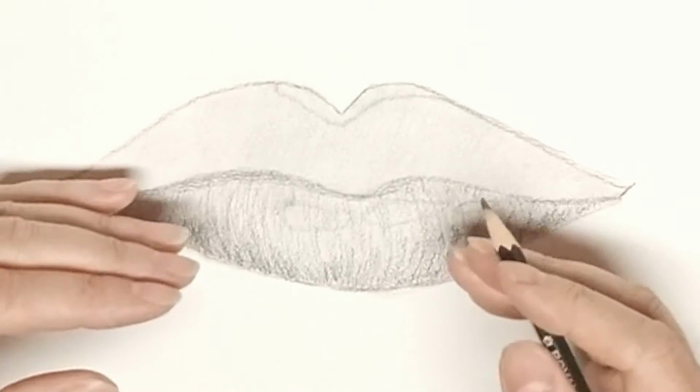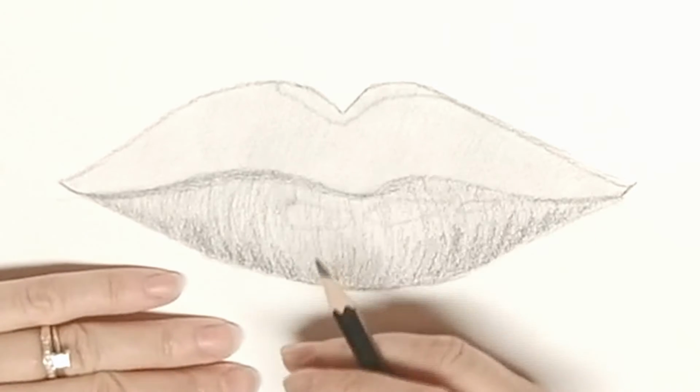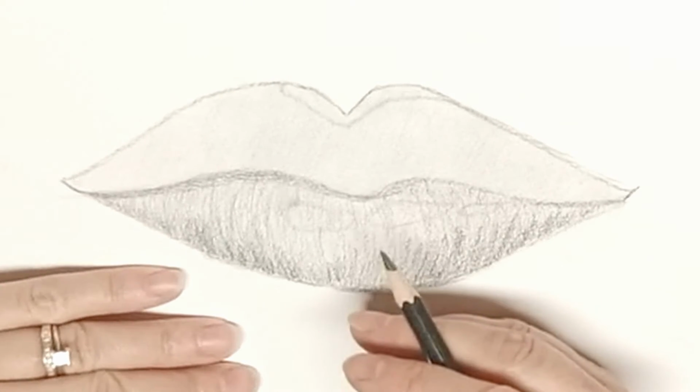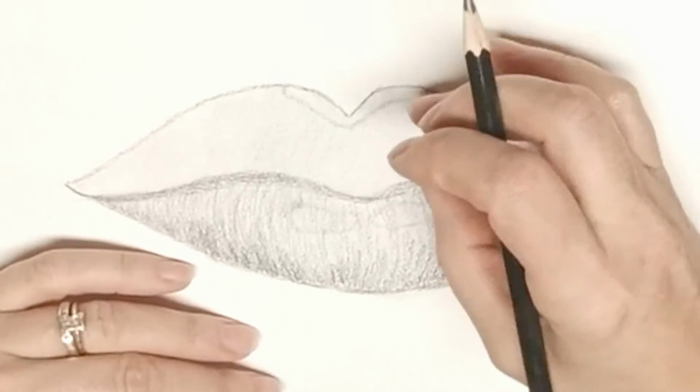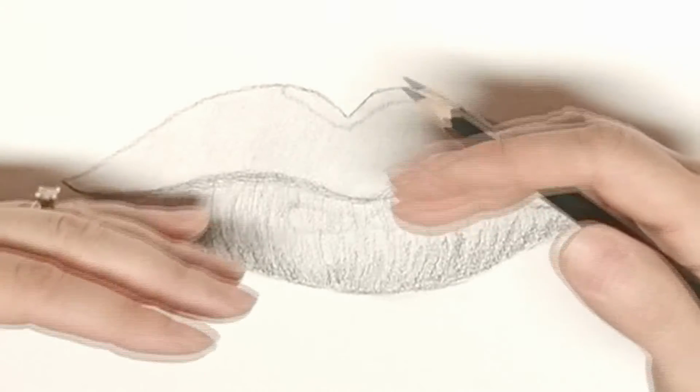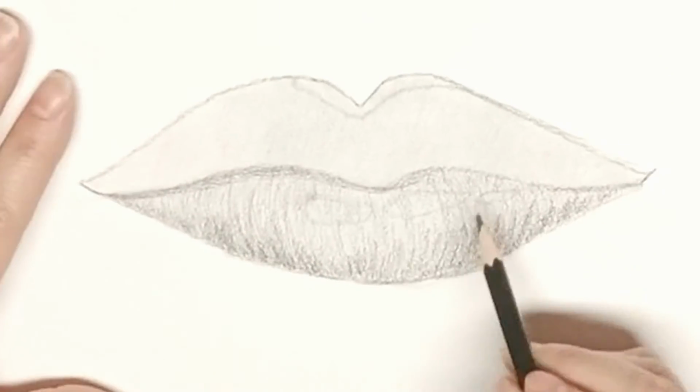You want to make sure that you don't have this cast value too far down the lip, because the further down the lip you have the cast shadow, the more you imply that the top lip is larger. So if the top lip was larger, it would block more light, therefore casting a bigger shadow.